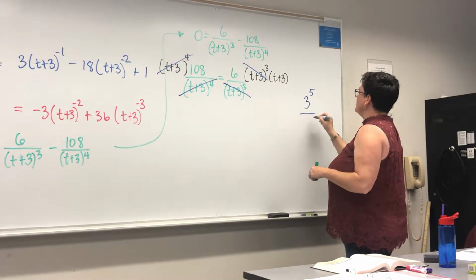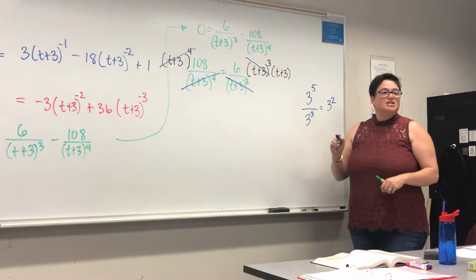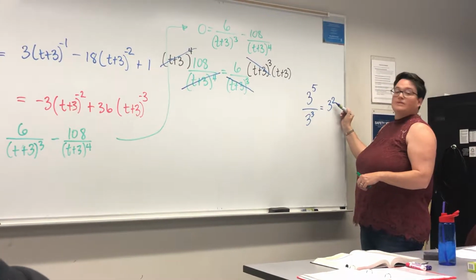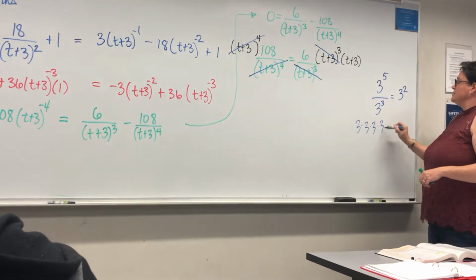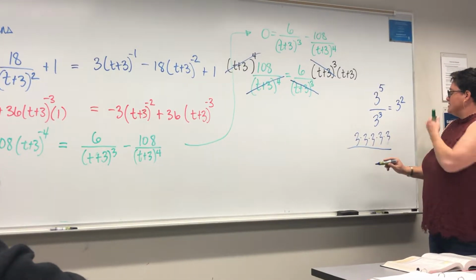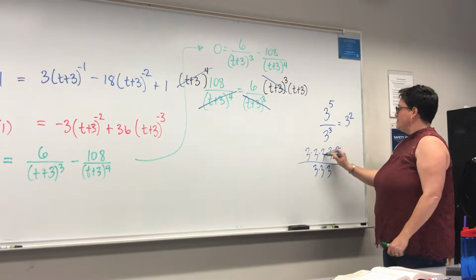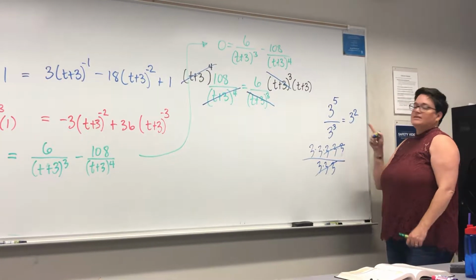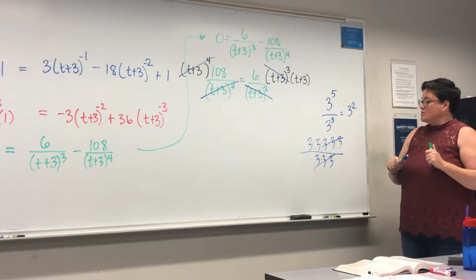3 to the 5th over 3 cubed is like saying 3 squared. And let me show you why that's true. 5 minus 3 is 2, but that's 3 times 3 times 3 times 3 times 3. That doesn't look like a 3. It looks like somebody had a party. Over 3 times 3 times 3, and I'm gonna kill those, leaving me 3 squared. Okay? You guys cool with that?